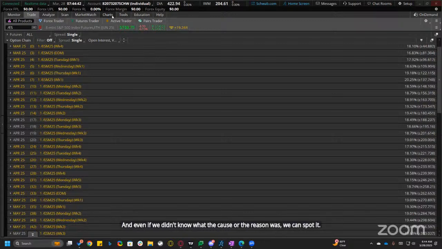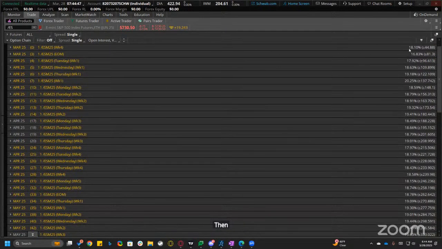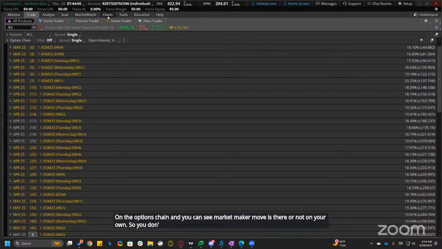If you don't have Thinkorswim, but you do have options, then you can just go in and look at the implied vol on the options chain, and you can see market maker move is there or not on your own. So you don't need this tool if you don't have Thinkorswim.